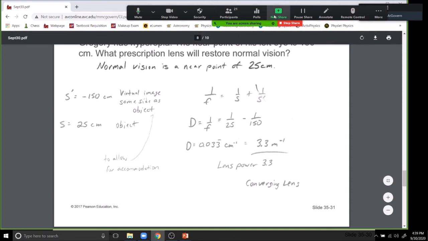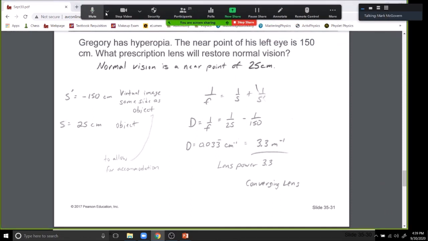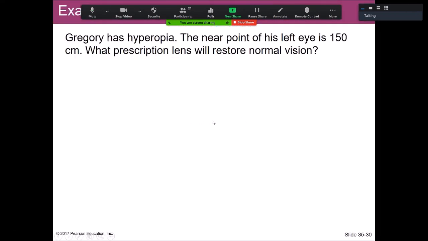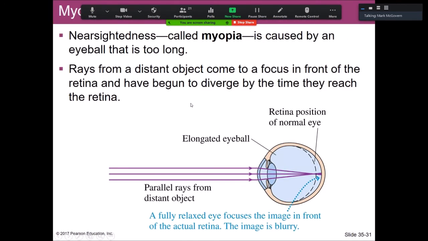Let's see short-sightedness. All right. Oh, I can use my buttons again.